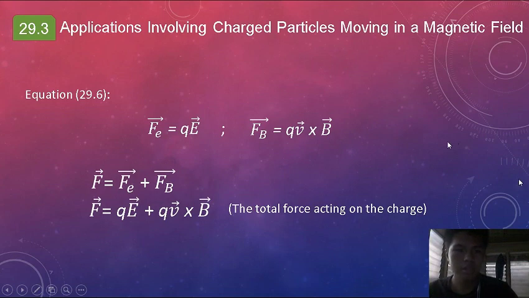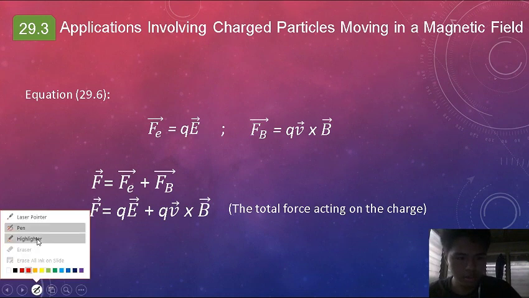This is our third topic, which is applications involving charged particles moving in a magnetic field. So, we have a charge moving with a velocity in the presence of both an electric field and a magnetic field, which is described by two particle in field models. Since it experiences both electric force and magnetic force, the total force is also called the Lorentz force.